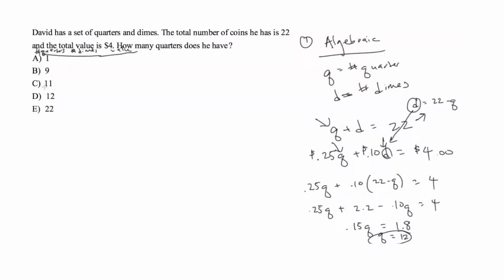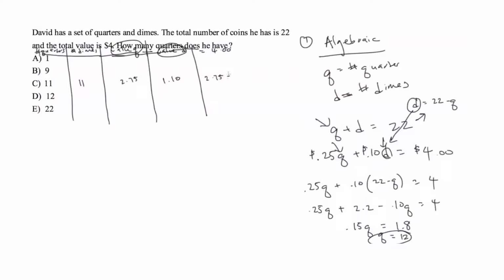So we're going to start with C because that's the middle number. The answers are always in ascending or descending order. If he has 11 quarters and he's supposed to have 22 coins total, he's going to have 11 dimes as well, right? So the value of the quarters, 11 times 0.25, is $2.75. The value of the dimes, he has 11 of these as well, so that's $1.10. The value of Q plus the value of D has to equal $4, right? So we do 2.75 plus 1.10, and that's equal to $3.85. That's not equal to 4.